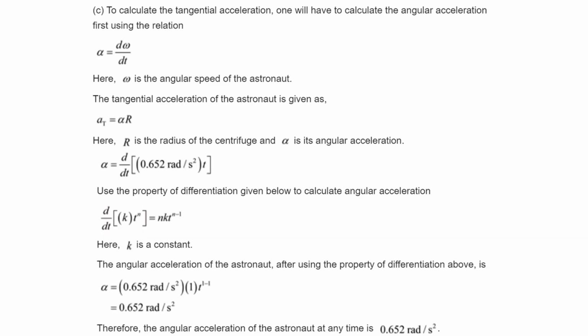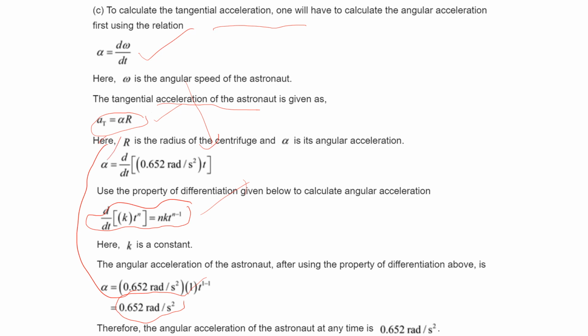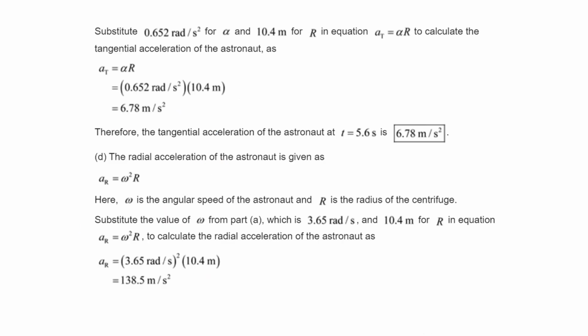To calculate the tangential acceleration, we have to find the angular acceleration first, as I already told you. Let's find it, no problem at all. The tangential acceleration of the astronaut is a_t is equal to alpha r. So just take this, and again using the same definition which we have already studied in our rudimentary classes, we end up with 0.652 radians per second. Use this in this relation.